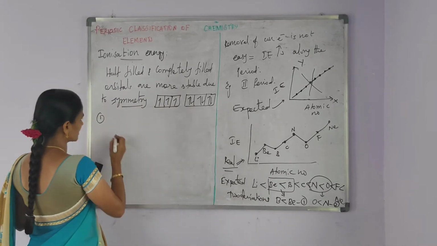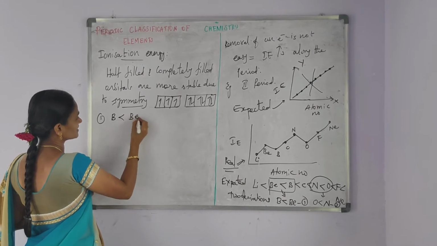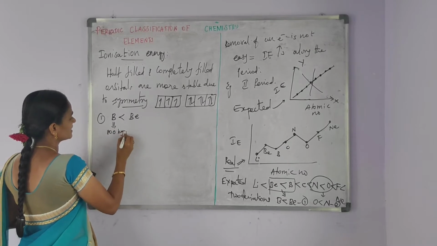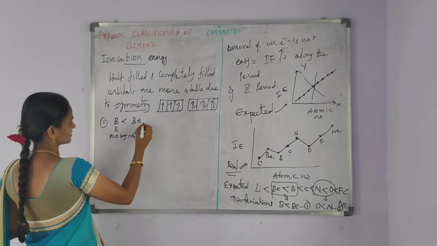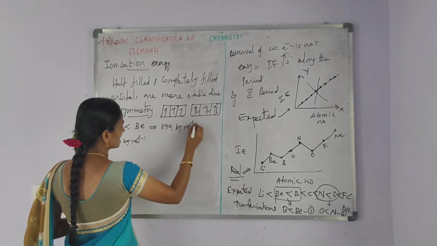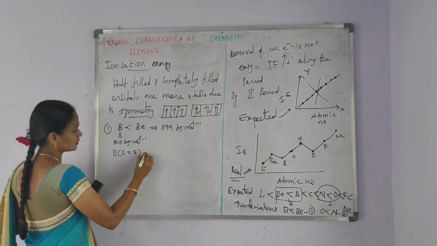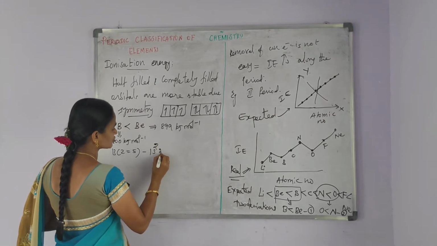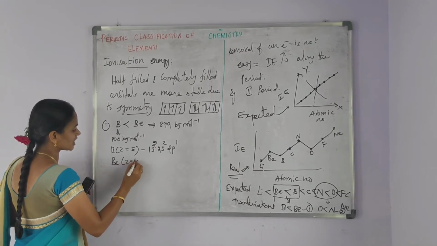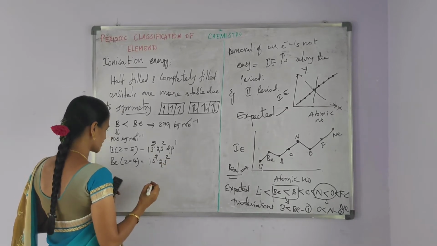Now, the first deviation is boron. Its ionization energy is less than beryllium. Boron, its ionization energy is 800 kilojoule per mole. Beryllium, its ionization energy is 899 kilojoule per mole. Boron, its atomic number is 5. Electronic configuration is 1s2, 2s2, 2p1. Beryllium, its atomic number is 4. Electronic configuration is 1s2, 2s2.